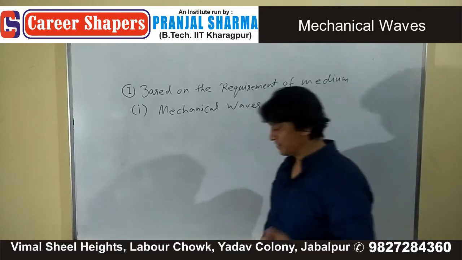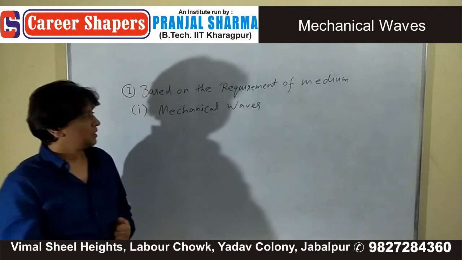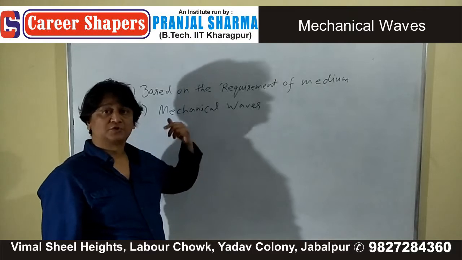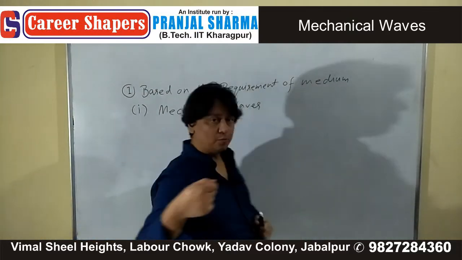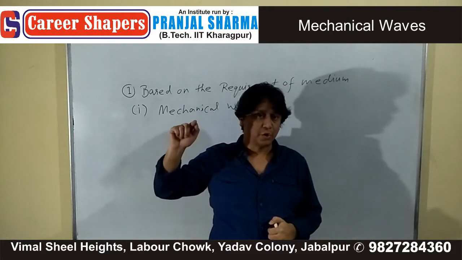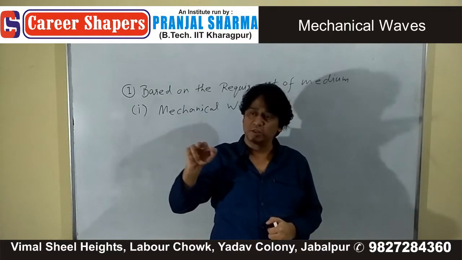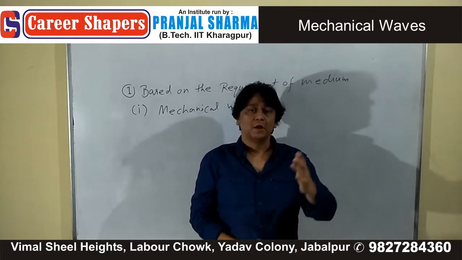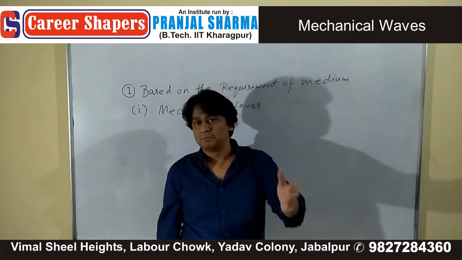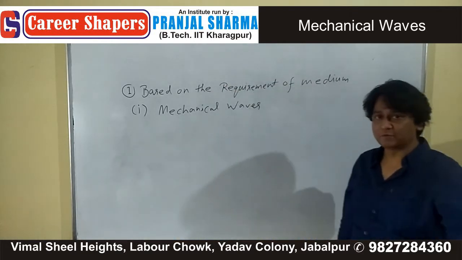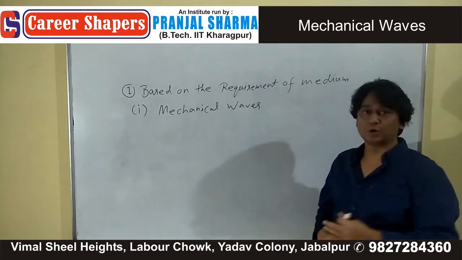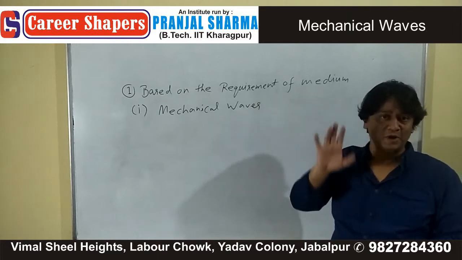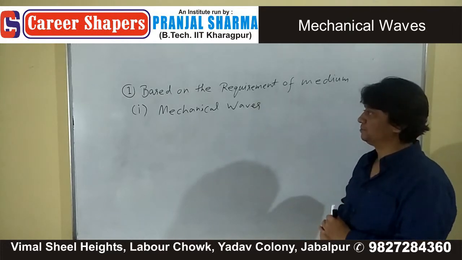For example, sound waves. Waves produced in a string. Suppose you have a string, a rope. If you produce vibrations in this string, then waves will be traveling along the length of the rope. But if the string is not present, there is no mechanical wave which you will see in that string, because there is no string in fact. So the point is that for mechanical waves you must have some medium.